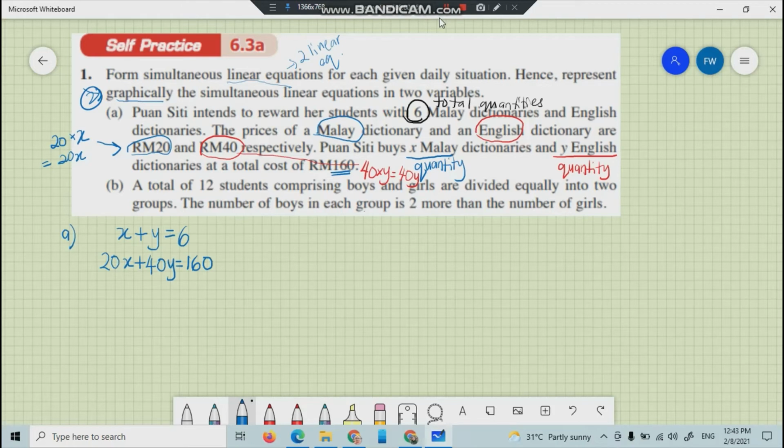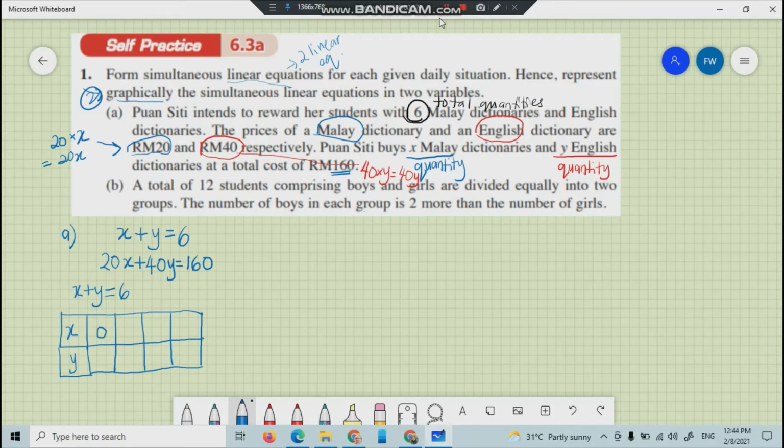We can create a table for each linear equation. So here I like to create a table where I have column X and row for Y, and I'm going to substitute 4 different values.